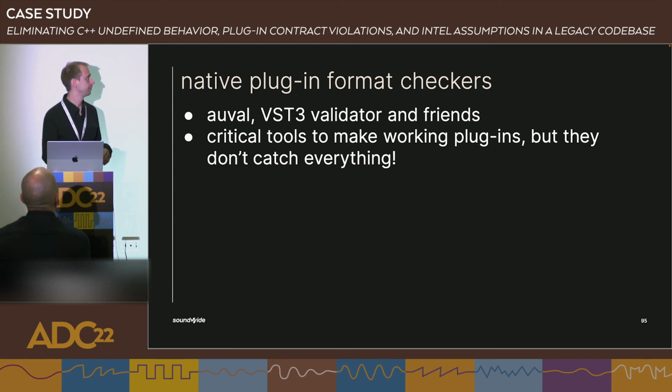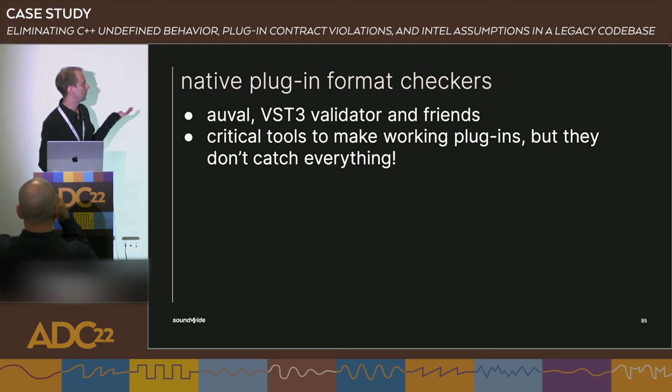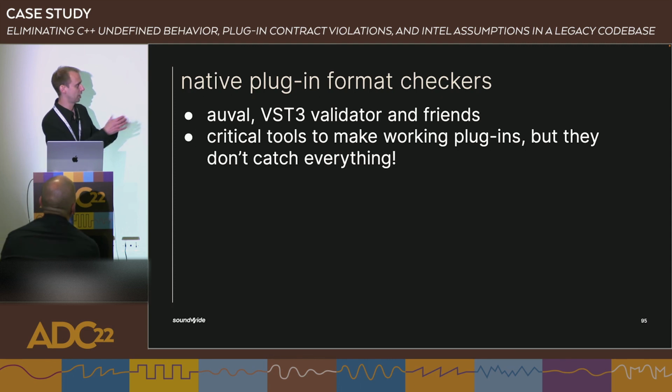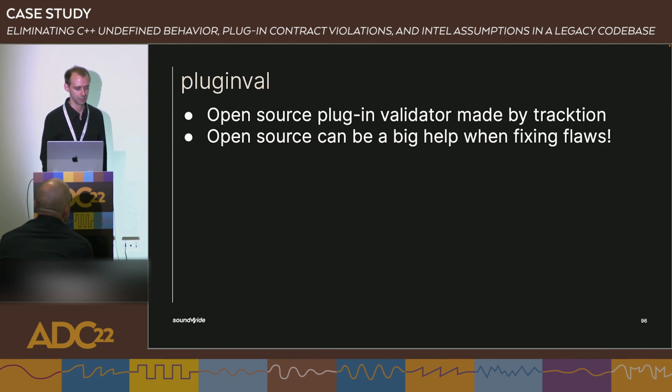For plugin formats, there are a lot of tools to make sure you're not breaking any of the plugin format rules either. Each plugin manufacturer or plugin format designer ships their own validators for you. Definitely recommend running these in CI with max settings. They don't really catch a lot of stuff, unfortunately. They really just focus on the basics. There's a tool called Plugin Val, which was made by Tracktion. And that's open source, which is really great because if it says you failed this test, and you don't know what that test even means, you can just read the code.